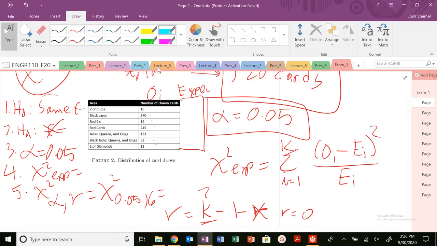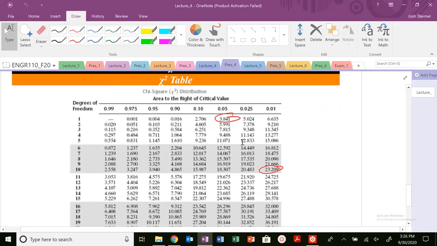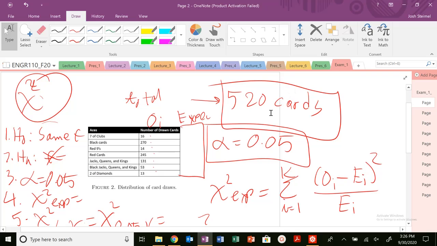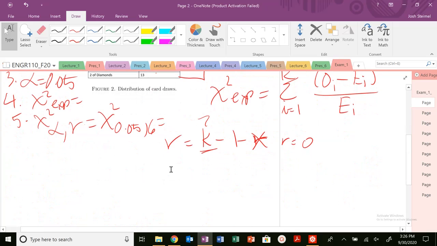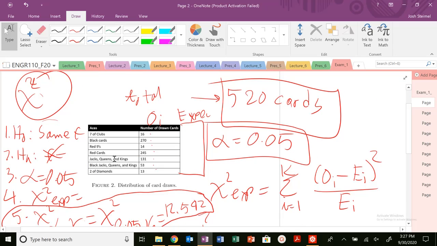Let's write this value down right now. I'm going to go to lecture 4, actually, let's go to my presentation. Chi-squared 0.05, 6 is 12.592. So this is our chi-squared theoretical here. Remember, it's a right-tailed test, and we'll come back to that later.